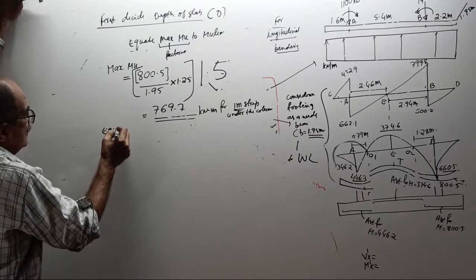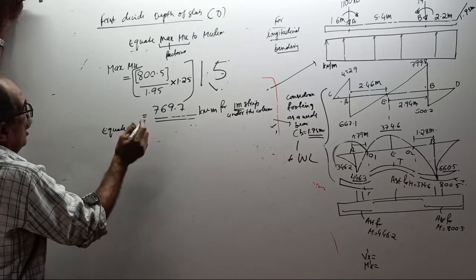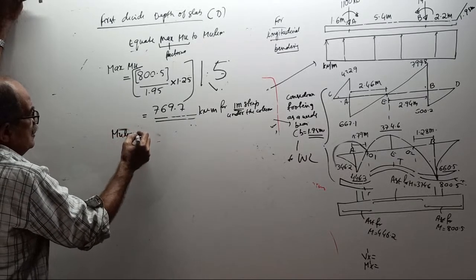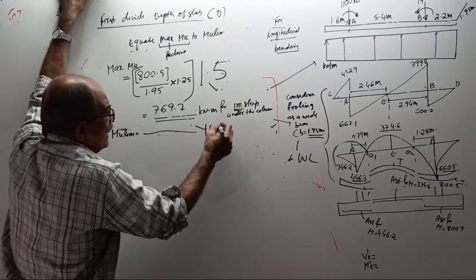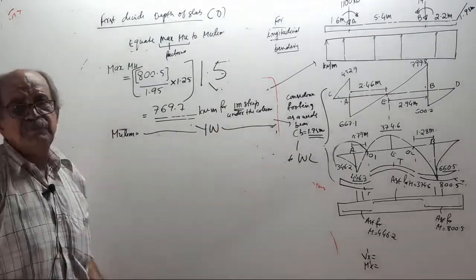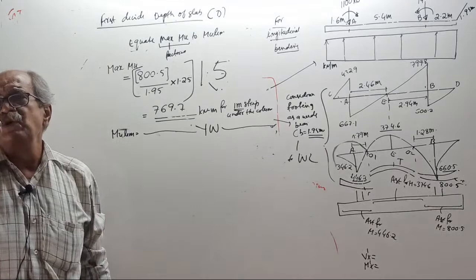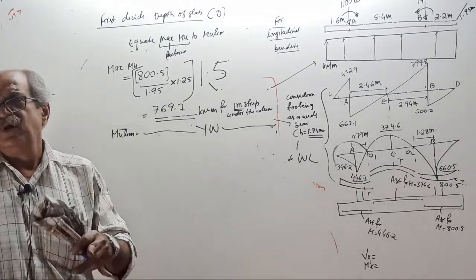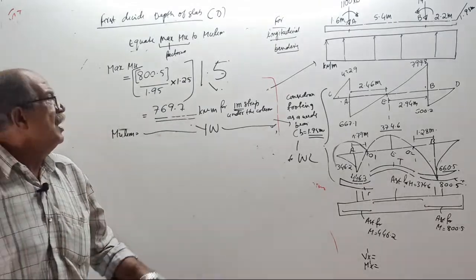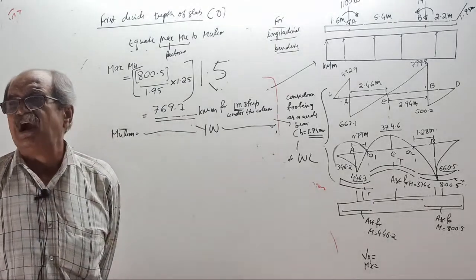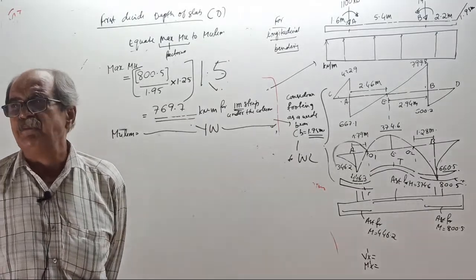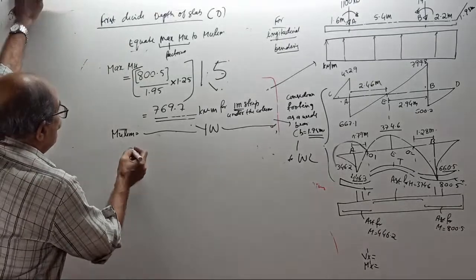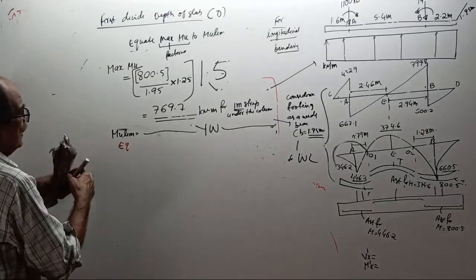Now equate Mu, or now do one thing. Write the formula for Mu limit. You write it. Why should I write? Somebody may say, sir, we don't know. Then why did you come to RCC class? I told earlier, if you don't know the formula for Mu limit, you are not fit for structural design. Okay, start.